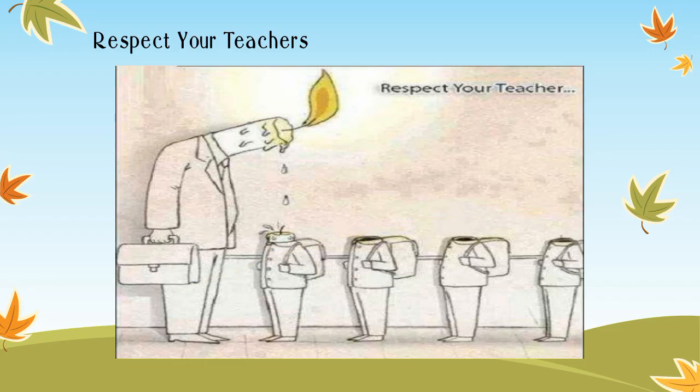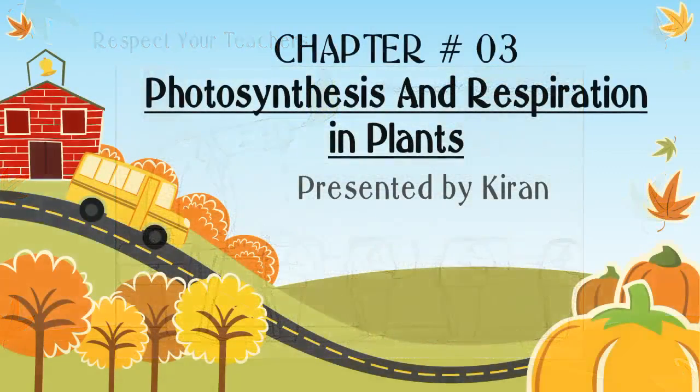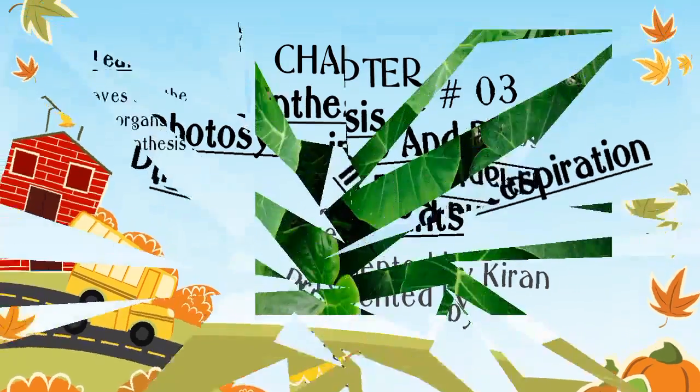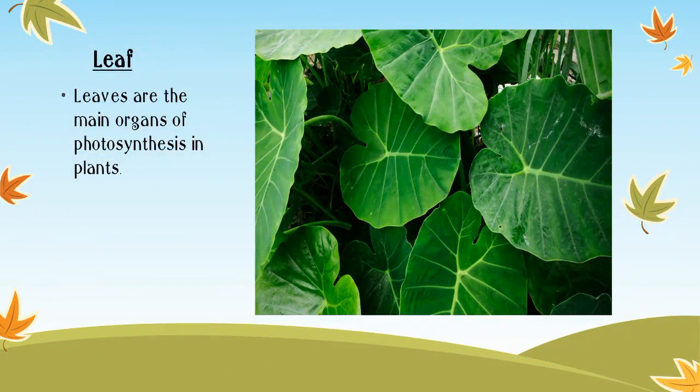Today we are going to start our new chapter, chapter number 3, photosynthesis and respiration in plants. Before moving towards the process of photosynthesis and respiration, first of all, you should know what the different parts of the leaves are which are very important for photosynthesis. That part is the leaf. Actually, the leaf is the main part involved in the process of photosynthesis. So first of all, we will discuss what a leaf is and what the different parts of the leaf are.